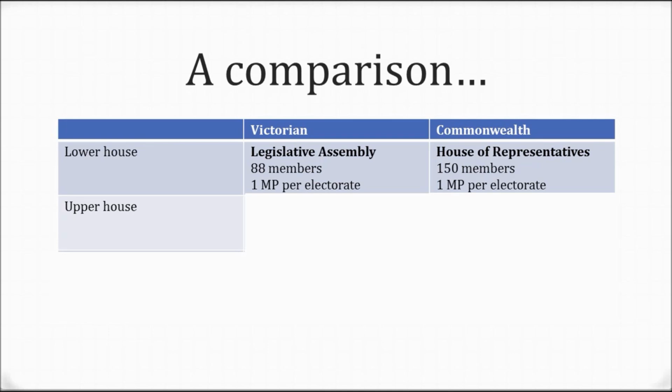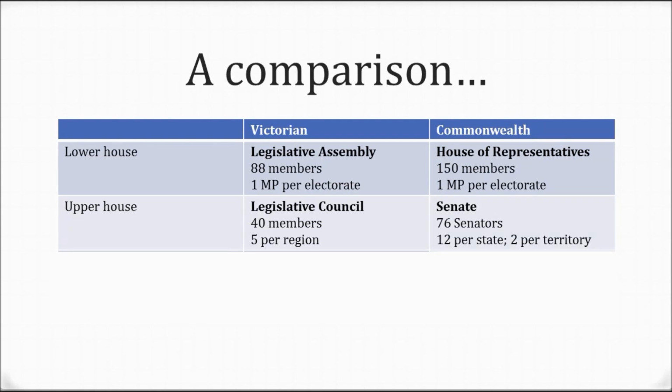The Upper House of the Victorian Parliament is known as the Legislative Council, and there are 40 members elected to the Legislative Council. There are 8 different regions throughout Victoria, and 5 members are elected in each of those regions. The Upper House in the Commonwealth Parliament is known as the Senate, and there are 76 senators there. There are 12 senators elected for each state, so each state has an equal number of senators, and there are two senators elected for each of the territories, the Northern Territory and the ACT.